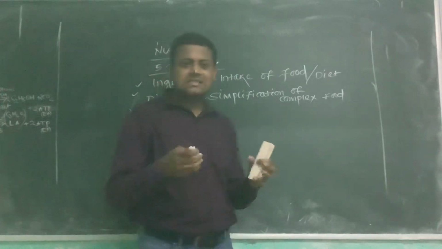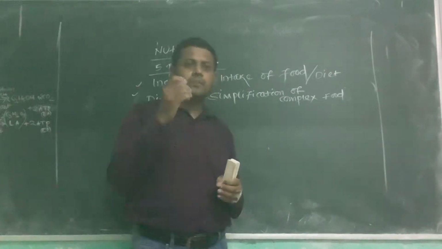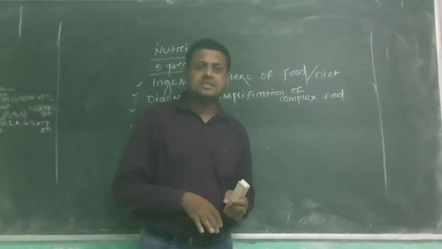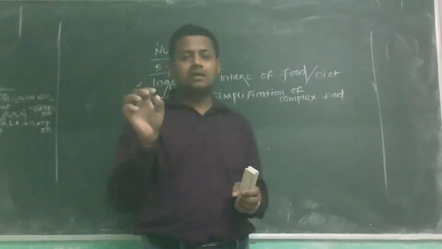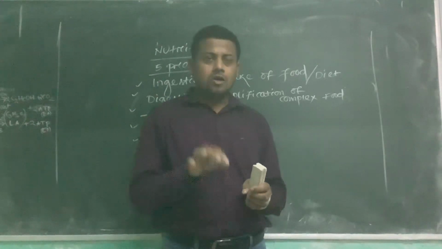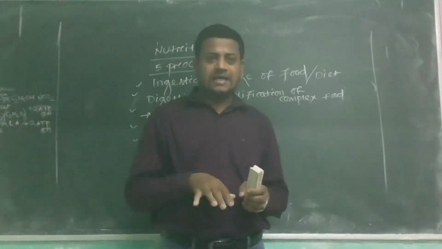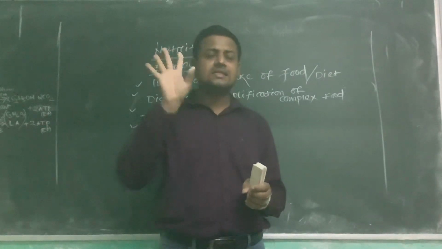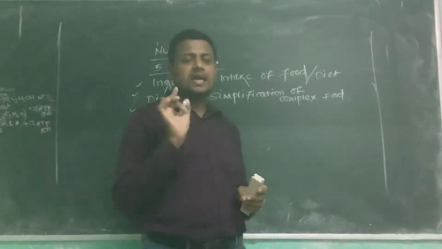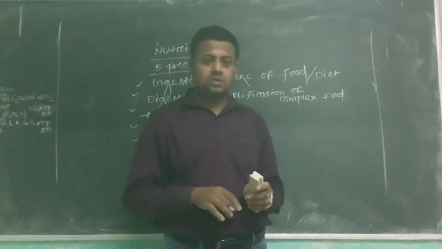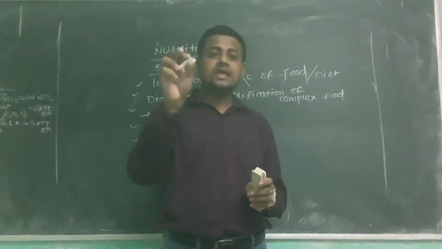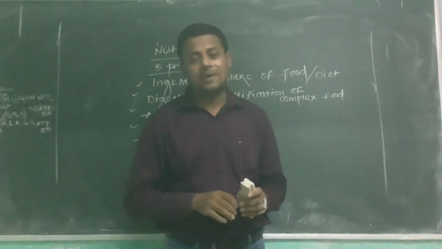Well, which food materials are called complex? We previously learned about 6 components of the food or diet: carbohydrate, protein, lipid, vitamin, mineral and water. From these 6 components, 3 are complex and 3 are simple. The simple components are vitamins, minerals and water. But carbohydrate, protein and lipid are the complex food components.